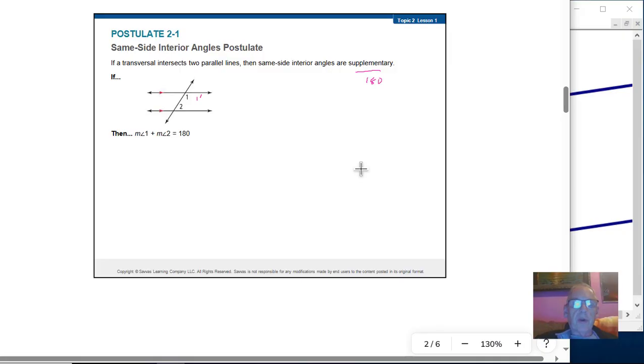Same side interior, inside, same side. So angle 1 and angle 2 would be same side interior. Angle 1 and angle 2, as would angle, say, 3 and angle 4. And this postulate is saying that angle 1 and angle 2 would add up to 180 degrees, and angle 3 and angle 4 would add up to 180 degrees.